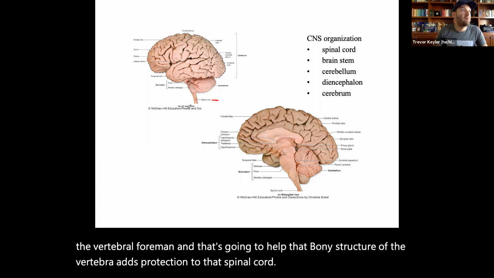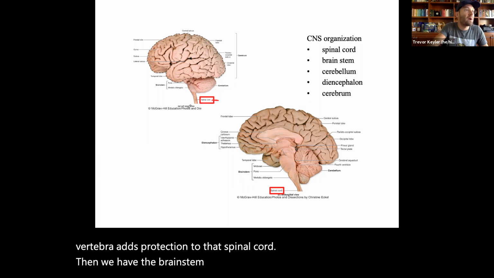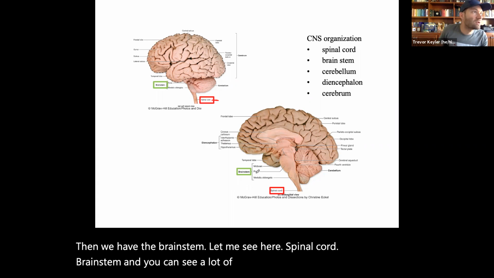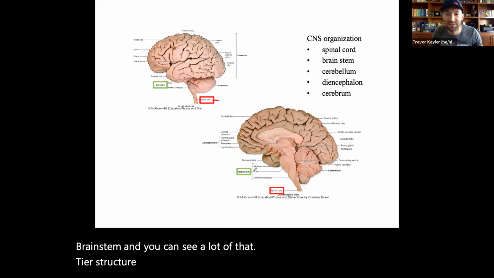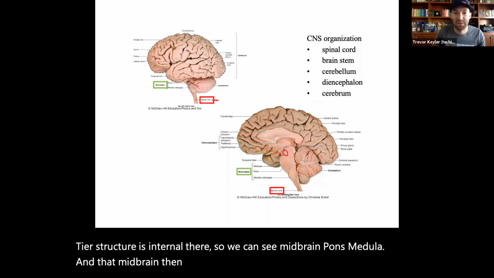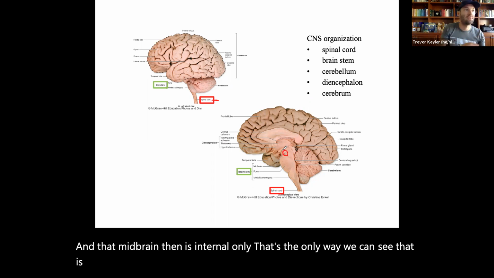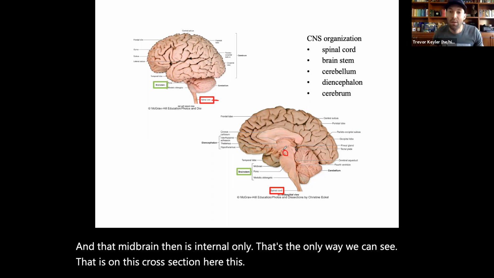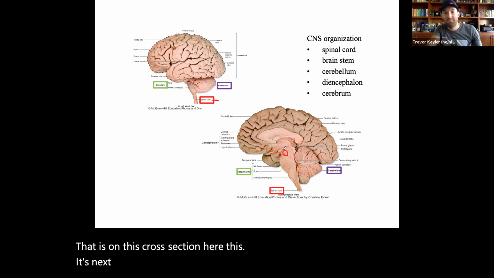Then we have the brain stem. Spinal cord, brain stem, and you can see that the entire structure is internal there. We can see midbrain, pons, medulla, and the midbrain is internal only. The only way we can see that is on this cross section here. Next, we've got the cerebellum at the back of the brain.